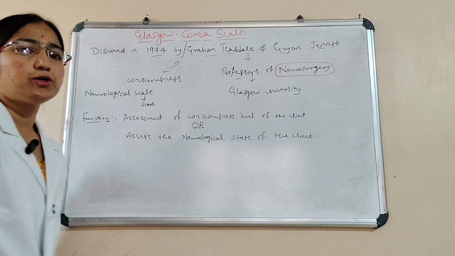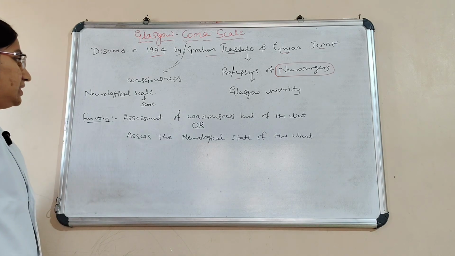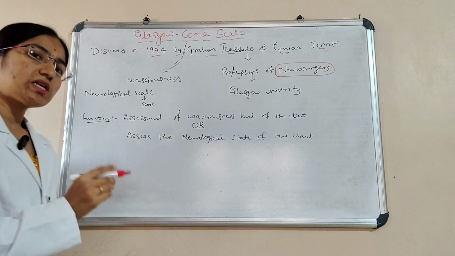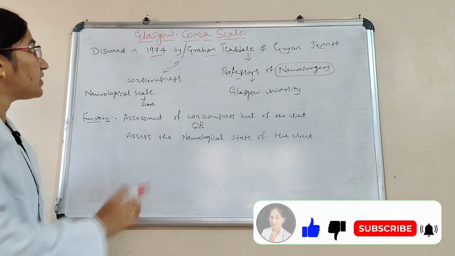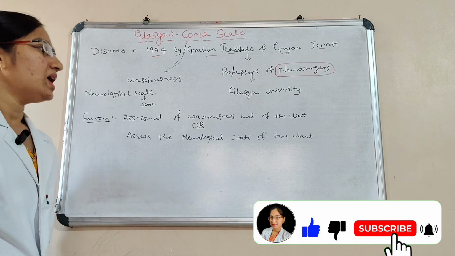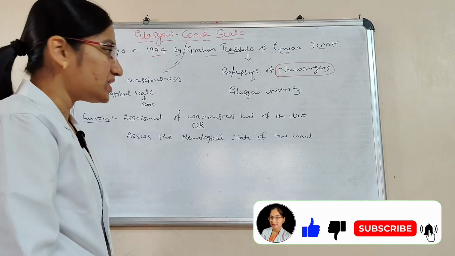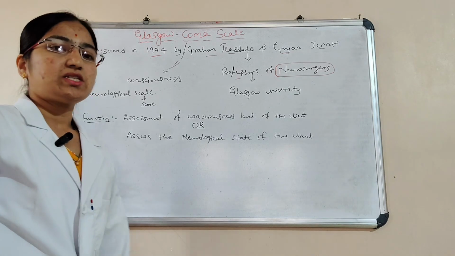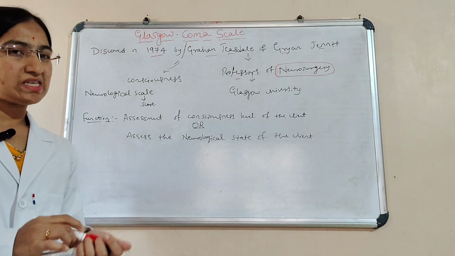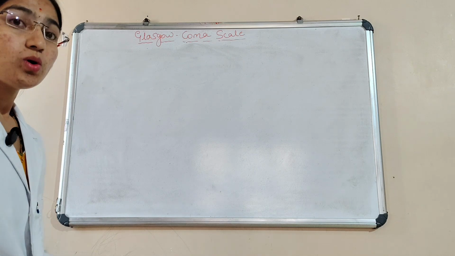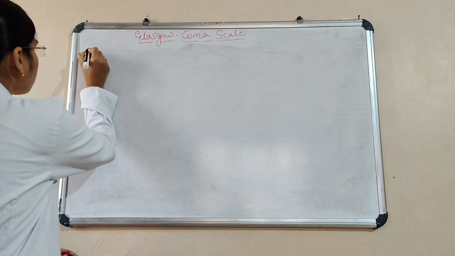Here, coma is related to consciousness, and it is a neurological scale, in which a score is there. The function of this Glasgow Coma Scale is to assess the consciousness level of the client, or to assess the neurological state of a client. Next we'll see coma related to consciousness.